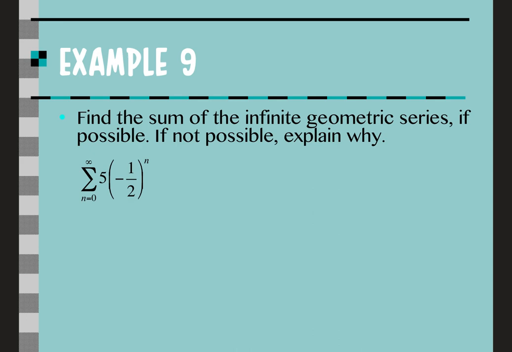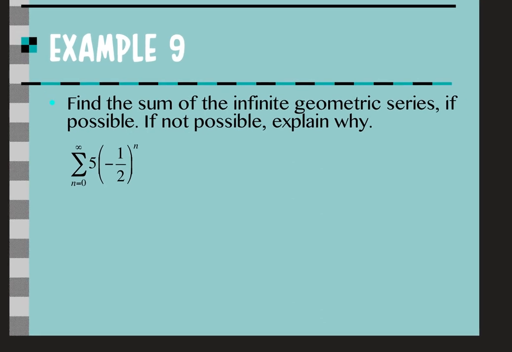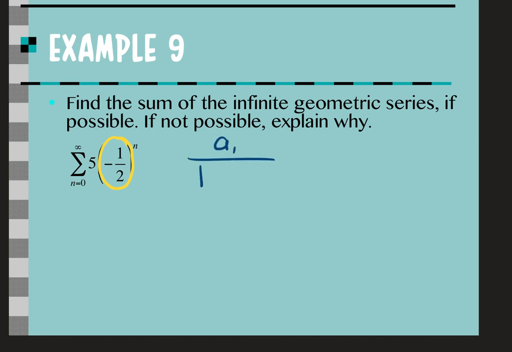All right, so find the sum of the infinite geometric series if possible, and if not, explain why. So the first thing I want to do is look for R. No, that's A1, right? That's A1. The R is what's being raised to the power. So my R is -1/2. Ignore the sign. It's 1/2. Is that in between 0 and 1? Yeah, so it can be done, and my formula is A1 over 1 minus R.